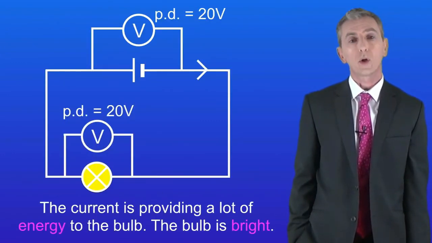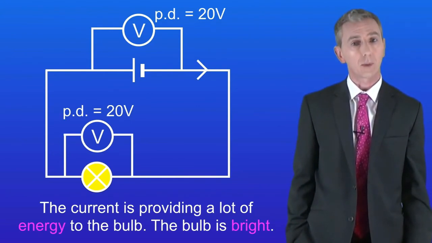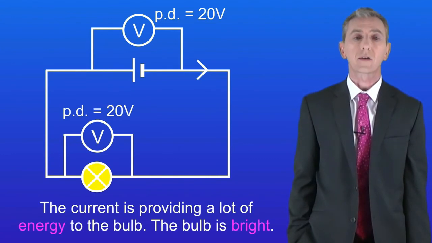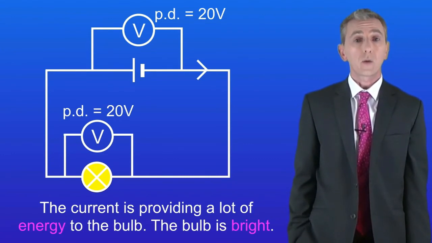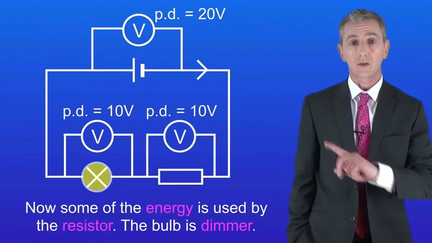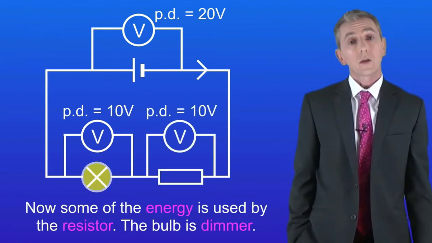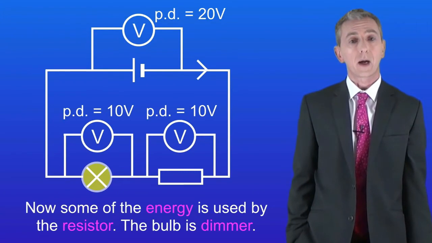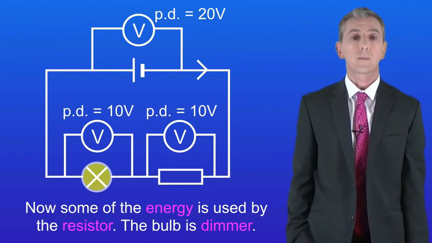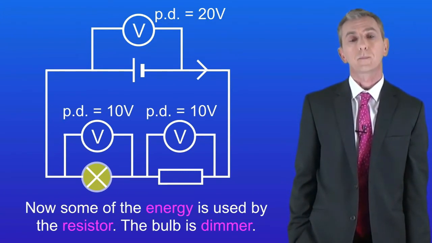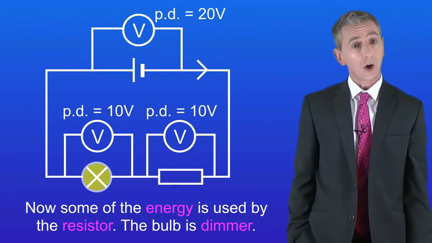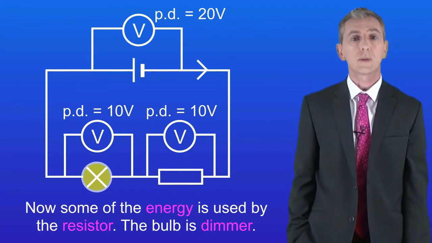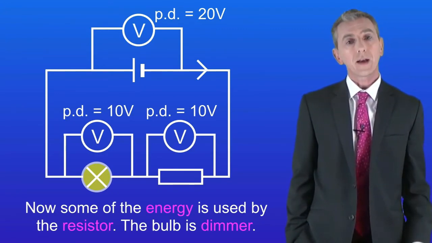In this circuit, we've got a bulb. The voltmeter tells us that all of the potential difference from the cell is being passed to the bulb, so the bulb is very bright. Now, if I want to make the bulb dimmer, then I can put a resistor in the circuit like this. Now, some of the potential difference provided by the cell is being used by the resistor, so the bulb is now dimmer.